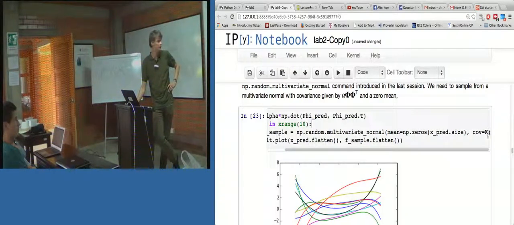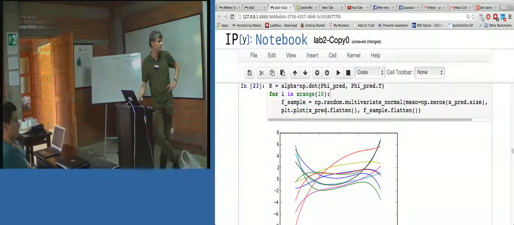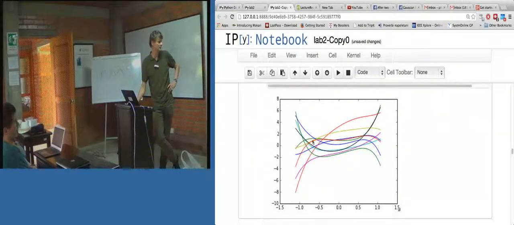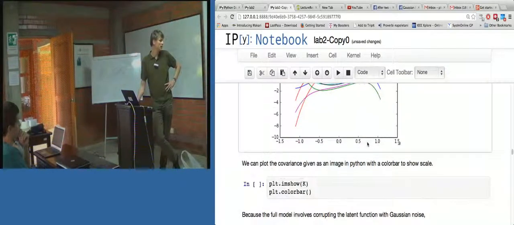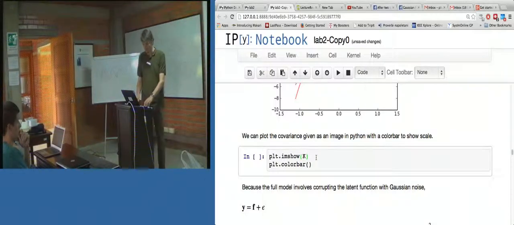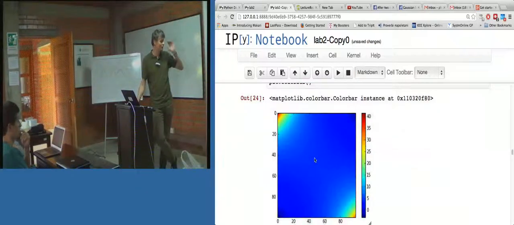Yeah? So when we sample from that and then we plot X versus those flattened samples, we get the same thing that you've just been doing by sampling W and then sampling phi pred. Furthermore, we can look at what we looked at in the lecture to see what that covariance function looks like.